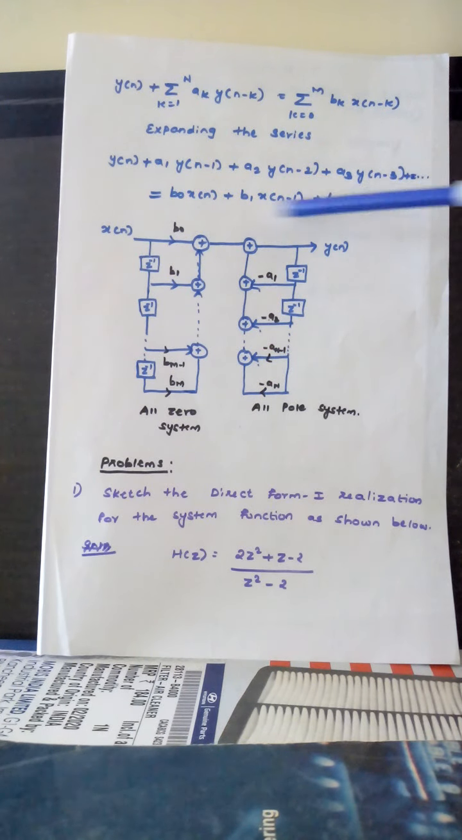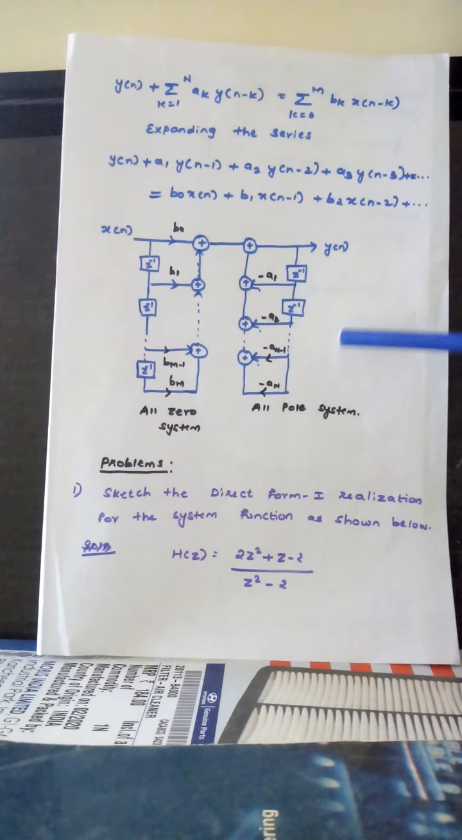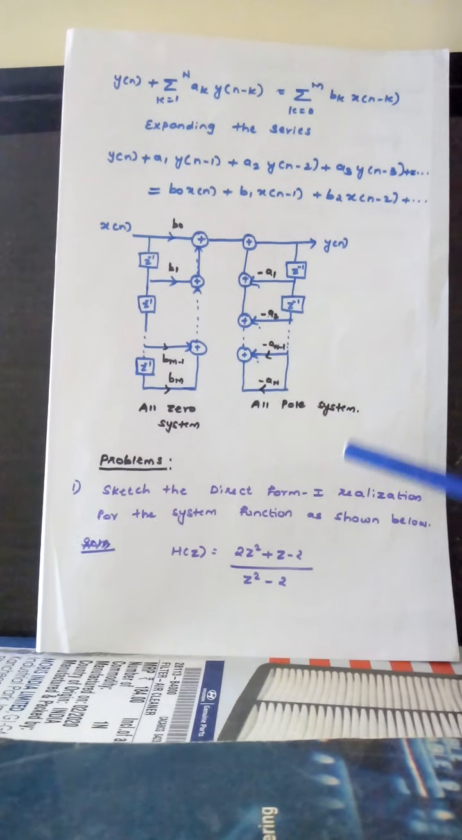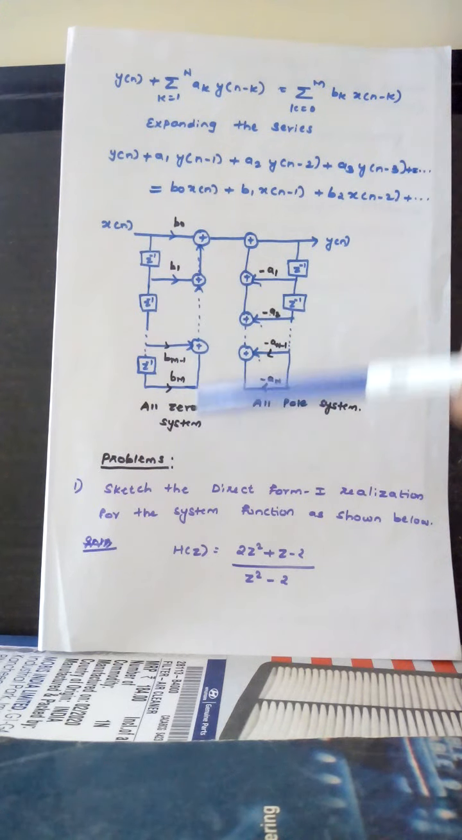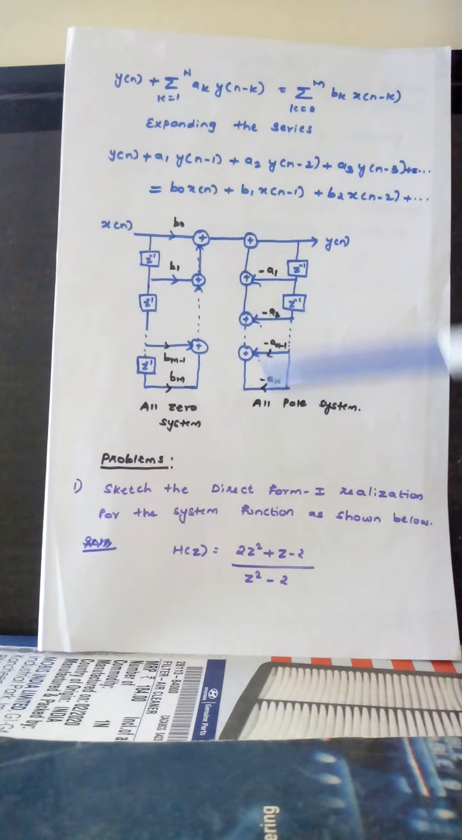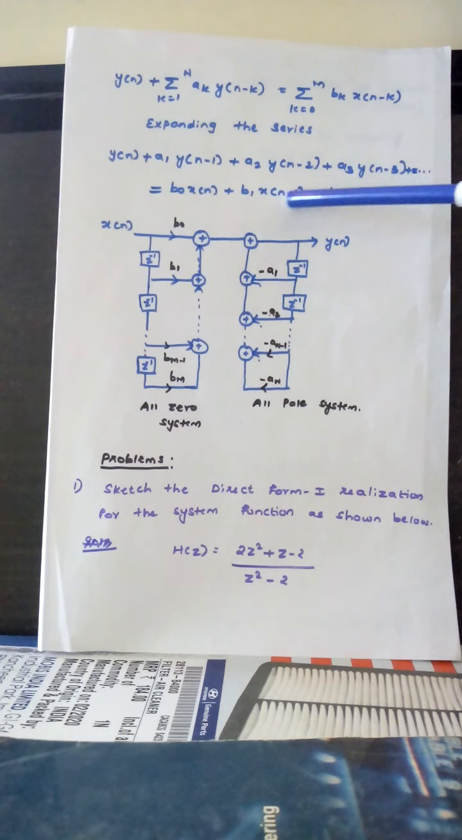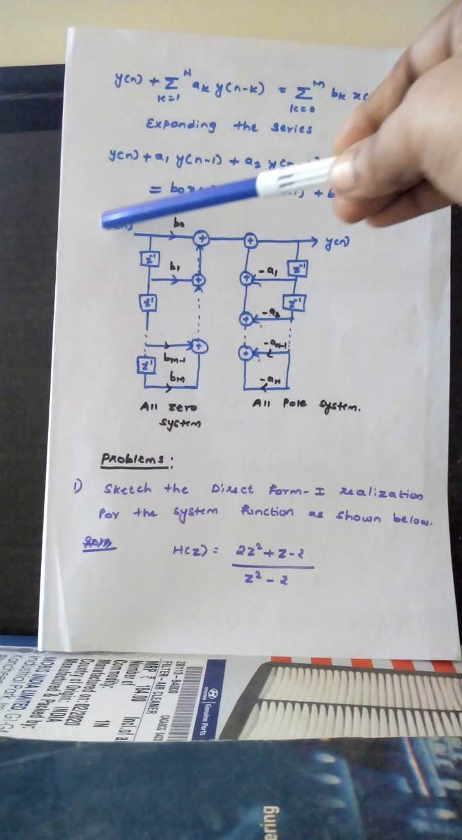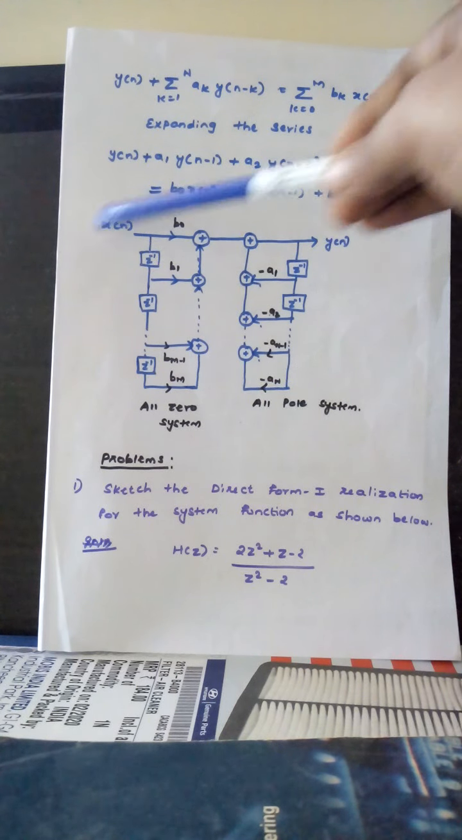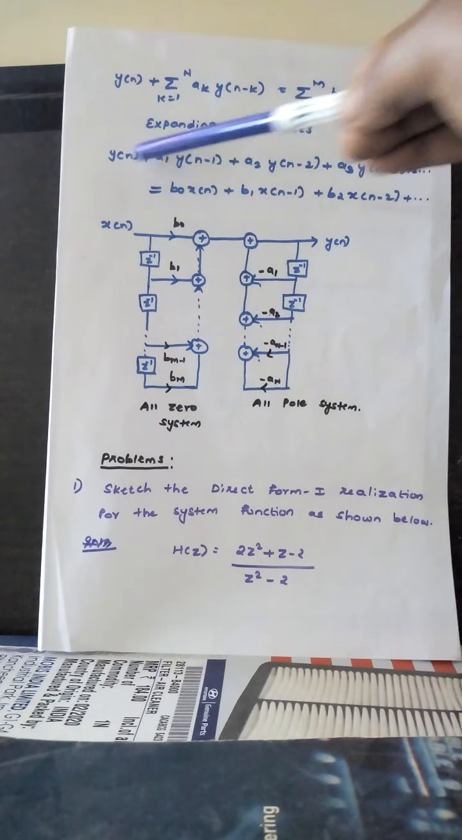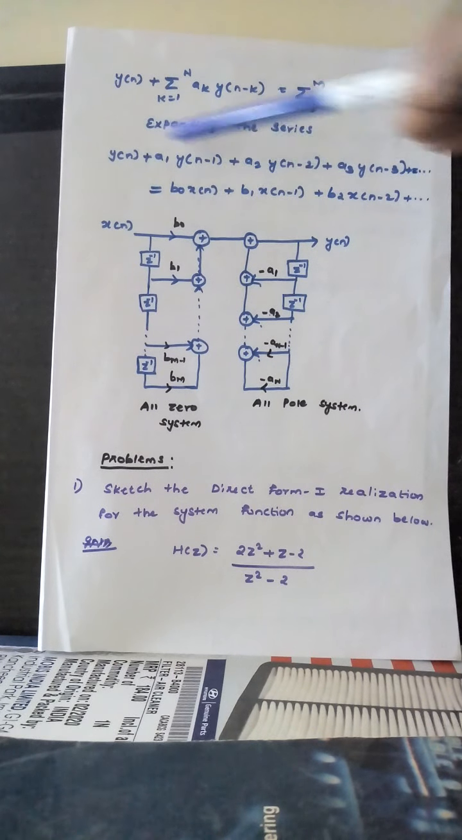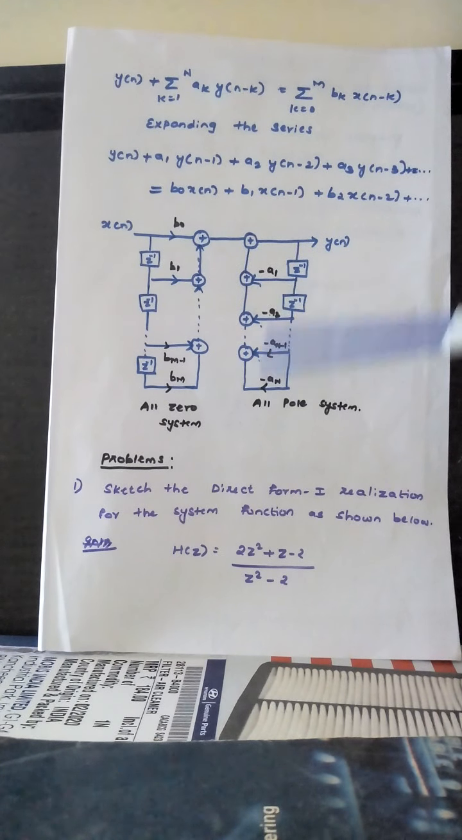Using this, we have to draw the direct form 1. For drawing the direct form 1, we have to draw all the zeros on the left hand side and all the poles on the right hand side. That means here we have all the input terms, correct? x of n, x of n minus 1, x of n minus 2. First we take x of n on the left hand side, and here y of n, y of n minus 1 and so on are the output terms. The output terms we have to draw on the right hand side.